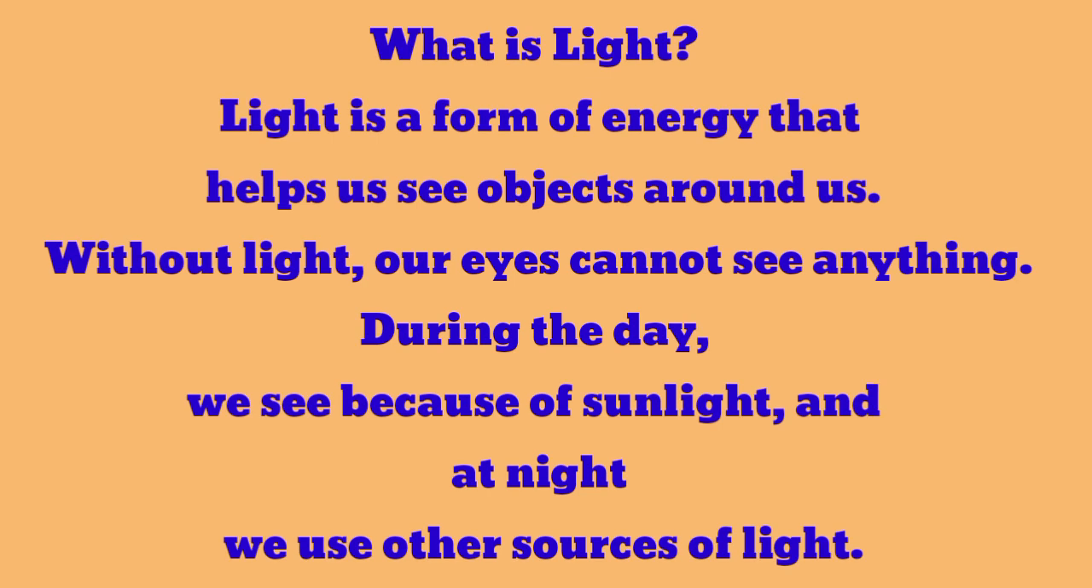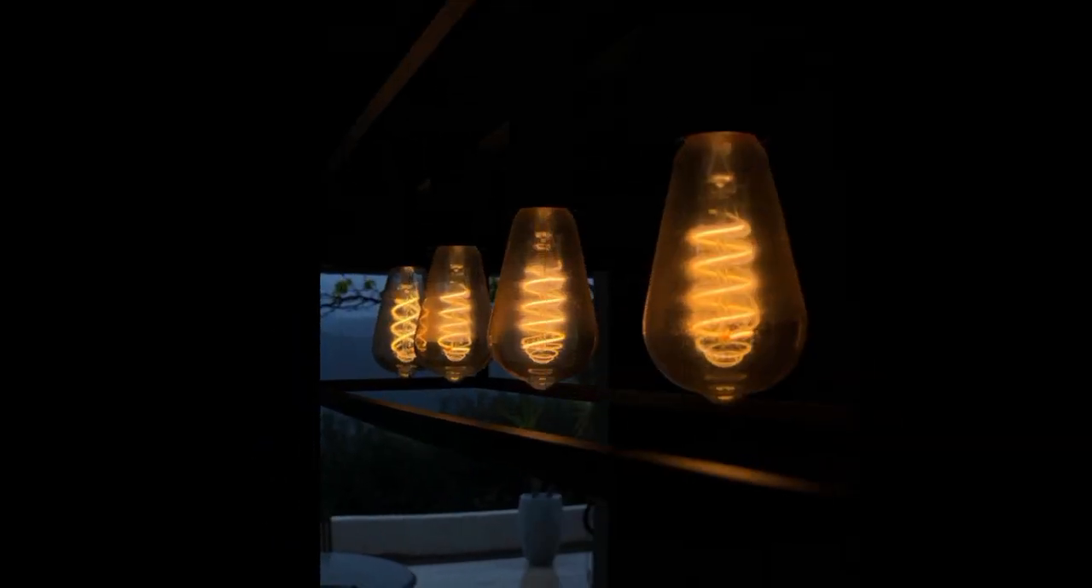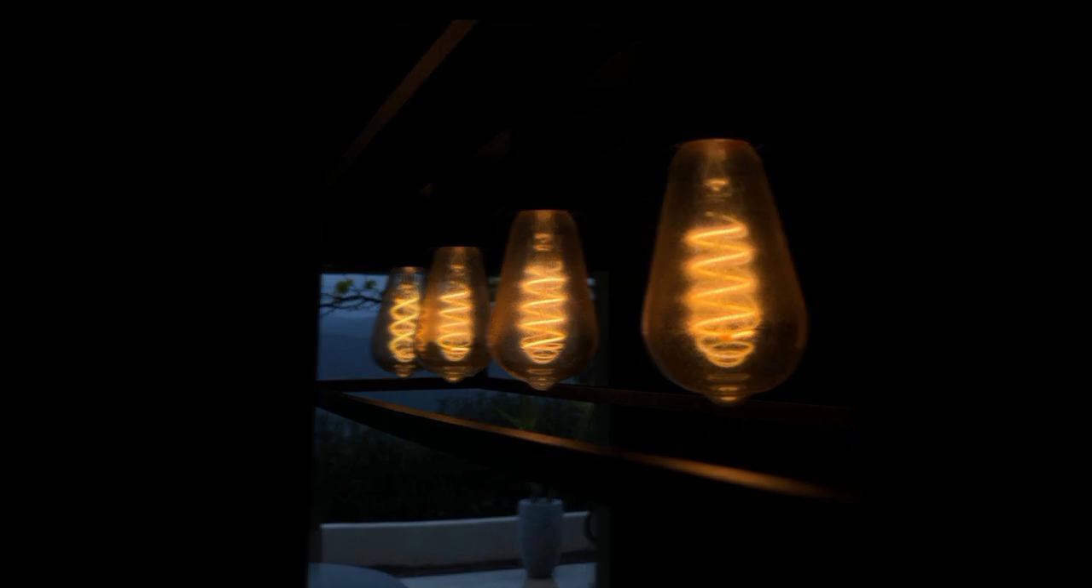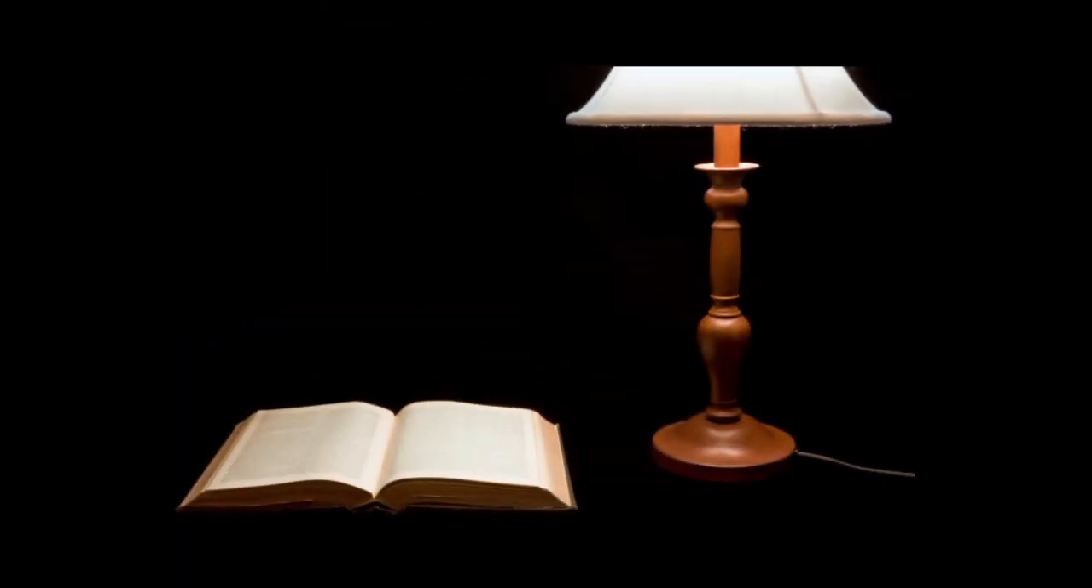Light is a form of energy that helps us see objects around us. Without light, our eyes can't see anything. During the day, we see because of sunlight, and at night, we use other sources of light. So we can say that without light, we can't see anything. Visible things will also be invisible without light. So light sources help us to see things.